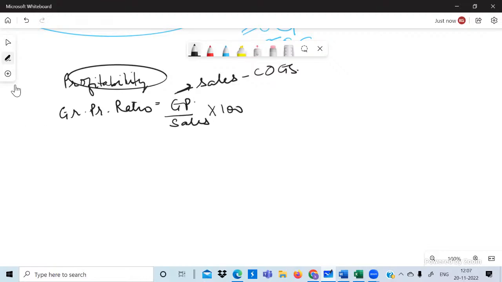Now, can anyone tell me what this ratio basically tells you? So let's say if I do the calculation and this number comes to 55%, what does this ratio tell me? I've done the calculation and I get an answer of 55. Operating profit is different. So operating profit is different from a gross profit. Anyone?